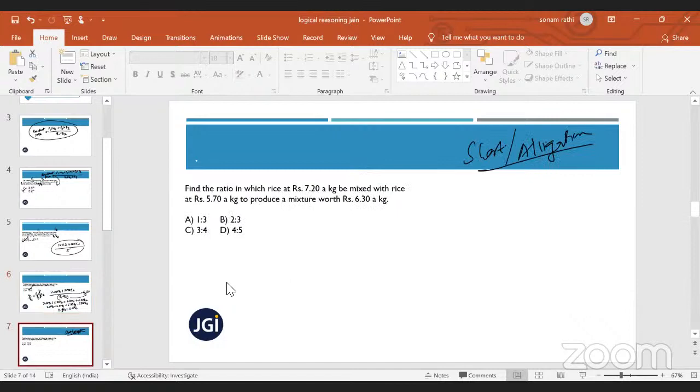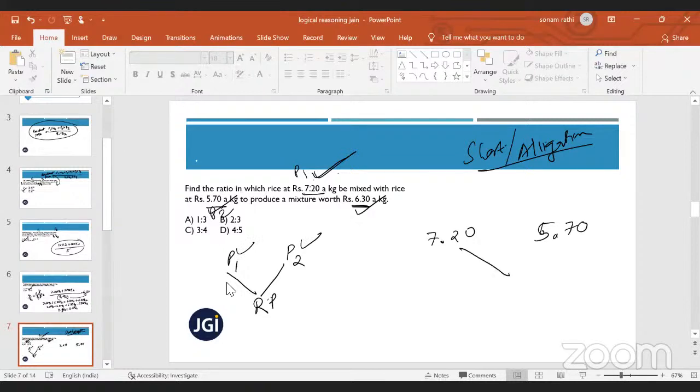So when all the three prices are given, the two mixing prices and the resultant price, how to do it? Write the two mixing prices like this. First mixing price P1, P2. So I will write P1, P2 and the resultant in between like this. See the diagram. P1, P2, resultant price in between. So I will write the resultant price. How much is that? 6.3. Okay, I will write it like this.